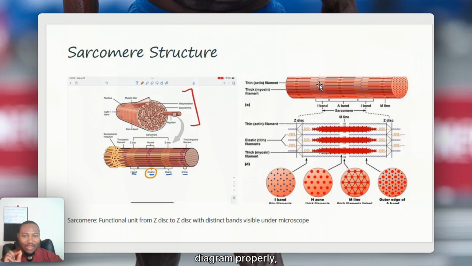So if you look at this diagram properly, you see this is a Z disc. If you notice, on the two sides of the Z disc, there's a light area. That light area, we call it the light band or I band. So the I band is from here to here. Extremely important that you know this. If you notice, this middle area is dark, so we call it the dark band or A band. So the A band is from here to here.